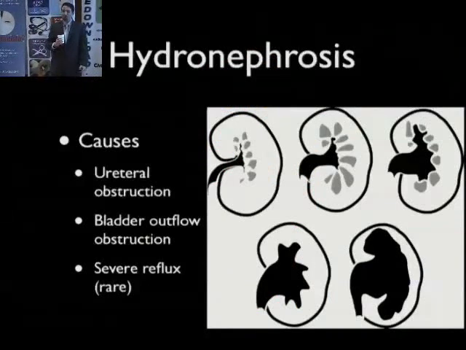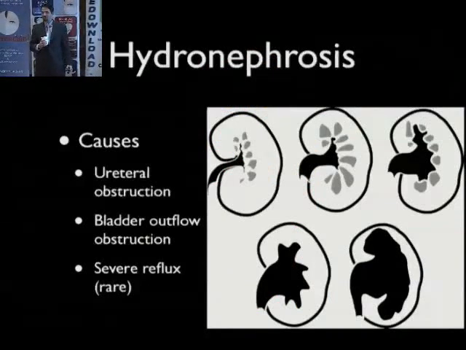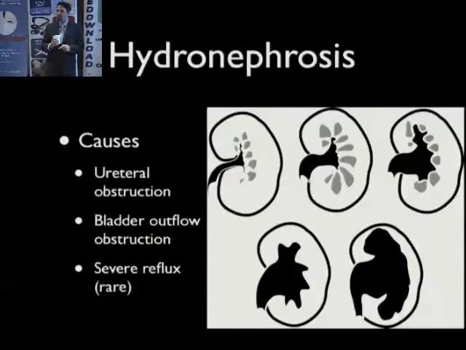Hydronephrosis can be very minimal to very severe. And as it gets more and more severe, you start to see some cortical thinning. You can see that this cortex right here has been considerably thinned out.